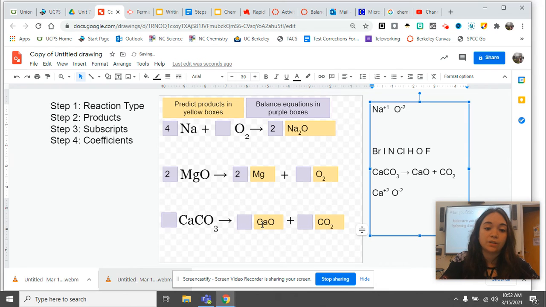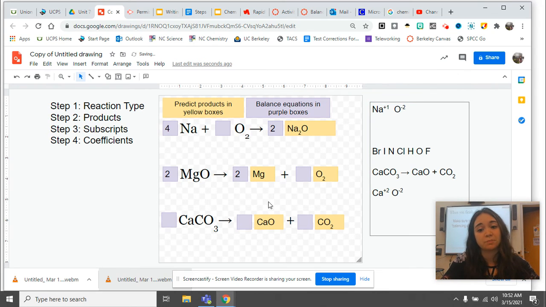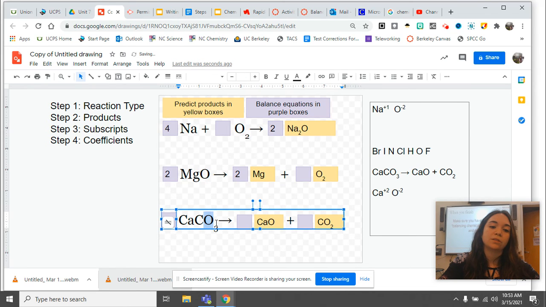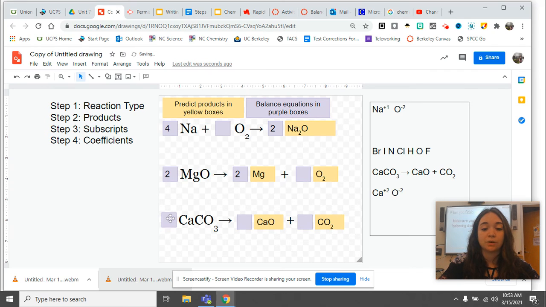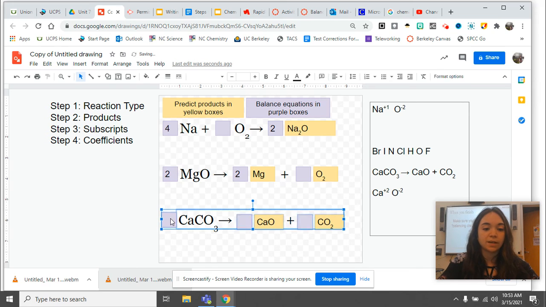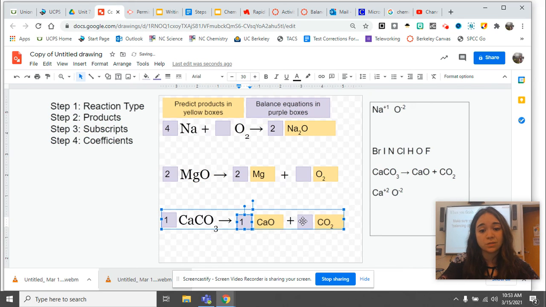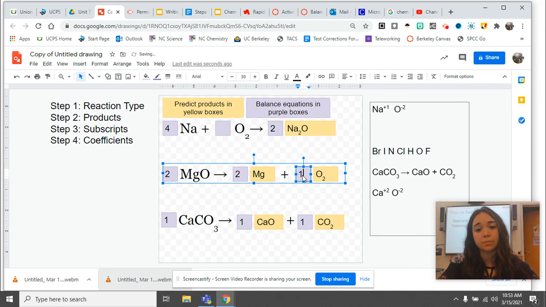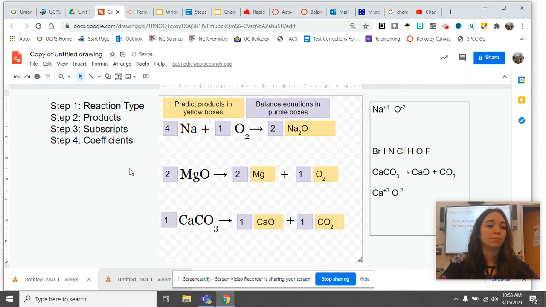Our CO2 is already done for us, so all we have to do now is make sure it's balanced. And this one is actually already balanced. We have 1 calcium on the left, 1 calcium on the right, 1 carbon on the left, 1 carbon on the right, 3 oxygens on the left, and 1, 2, 3 oxygens on the right. So that is completely balanced, and we don't have to add any coefficients. You can technically put a 1 in those boxes if you want to, if it makes you happy, but that is not necessary. You can just leave them blank. So hopefully that helps you figure out how to balance these reactions.